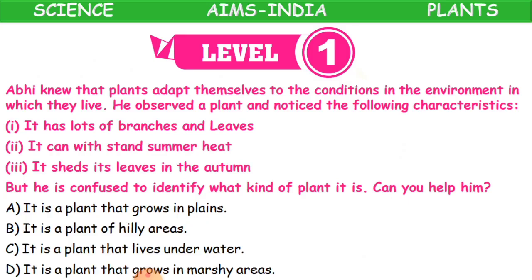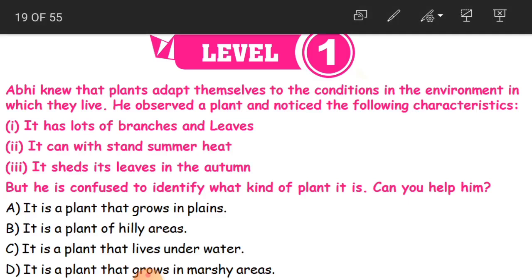The first question here is, Abhi knew that plants adapt themselves to the conditions in the environment in which they live. He observed a plant and noticed the following characteristics. Okay children, as we all know, plants adapt themselves to the climatic conditions. Even Abhi knows that. He observed a plant and noticed some characteristics. What are they? It has lots of branches and leaves. It can withstand summer heat. It sheds its leaves in the autumn. So these three are the characteristics of the plant.